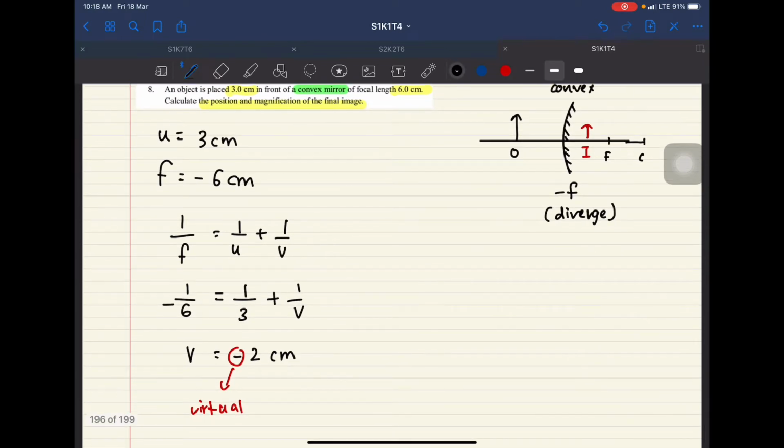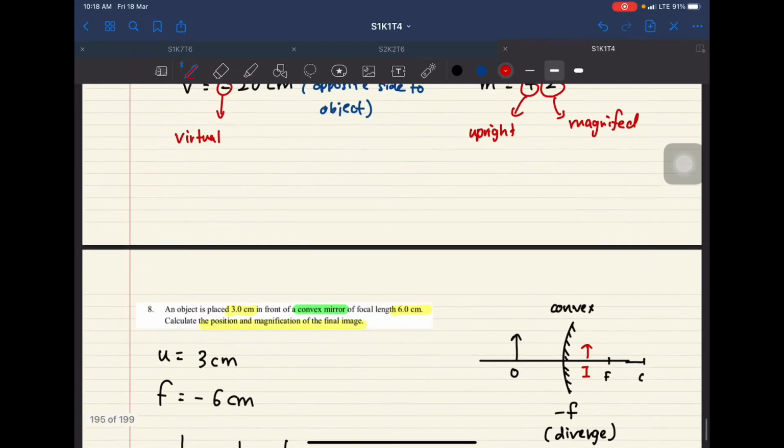So to calculate M, the next question they want to calculate magnification. M is equals to negative V over U. So negative 2 over U is equals to 3. So like that lah. So you can leave it in 2 over 3, but here because I want to show the characteristic of the image clearly, so I put it in decimal, so it becomes positive 0.67. Okay, magnification doesn't have any unit, remember.